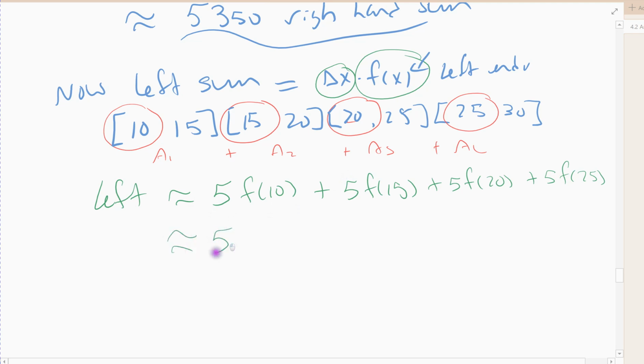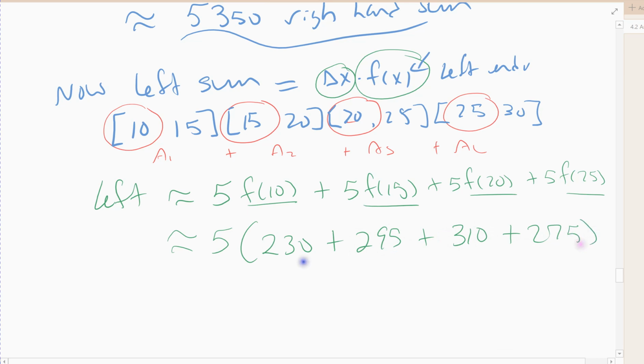Alright, now I'm going to write it out. So it's just like before, I'm going to pull my 5 out. I find f of 10, f of 15, f of 20, f of 25. So f of 10 is 230. F of 15, which I found before, was 295. F of 20 was 310. And f of 25 was 275. Alright, add those up and multiply by 5. So those add up to be 1,110, which comes out to be 5,550.